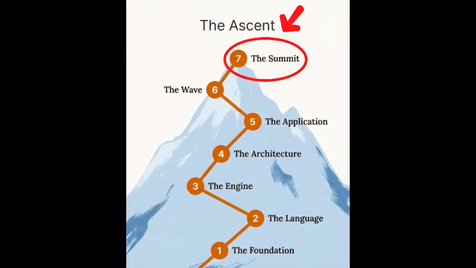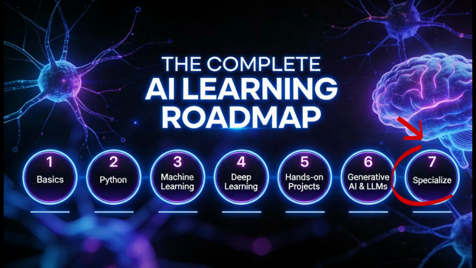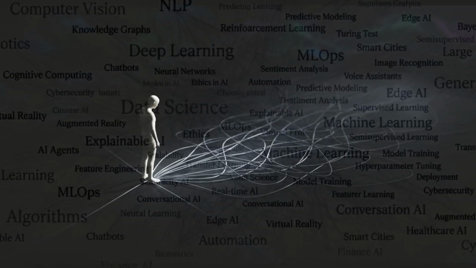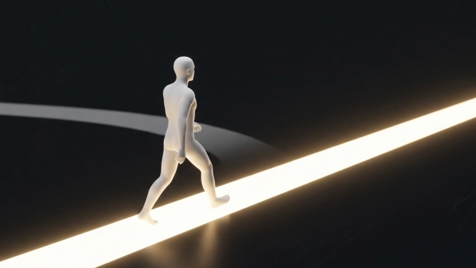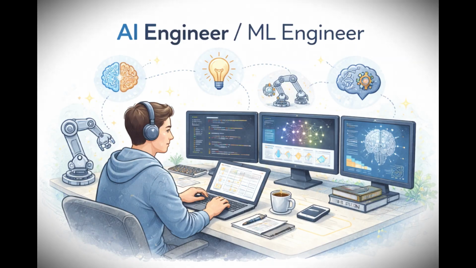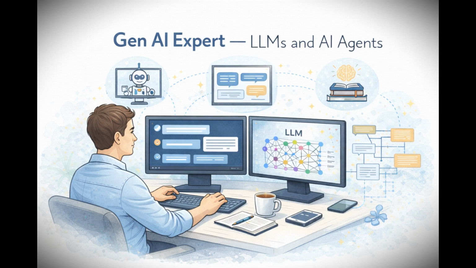Then move into the final step, which is Step 7. Specialize in a niche and build a portfolio. Instead of trying to learn everything and master all, pick one track and become an expert in it. Let's say you focus on becoming AI engineer or ML engineer, data scientist with strong ML, Gen AI expert, LLMs and AI agents.